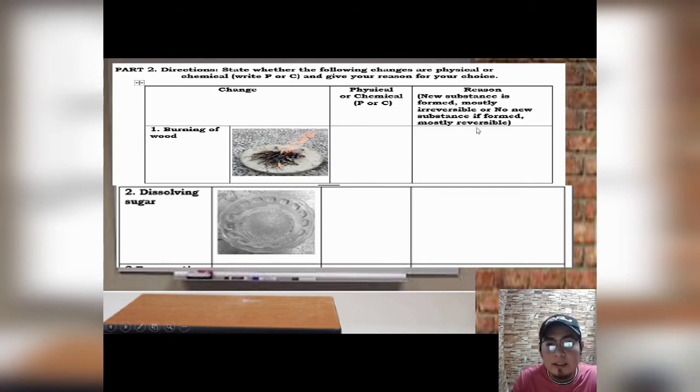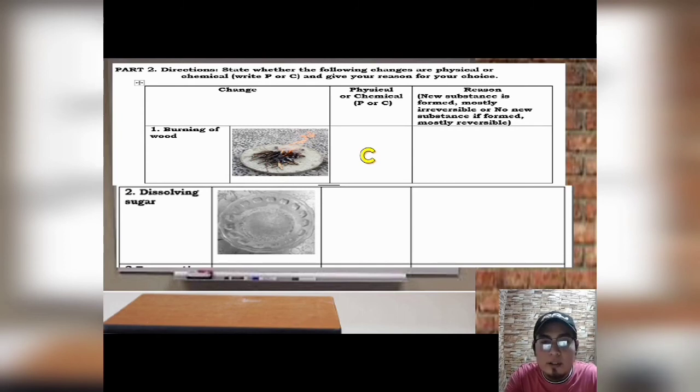Pag chemical change naman, there is a new substance form. May bago. Okay? Then, irreversible too. Pag sinabing irreversible, pag inulit mo yung process na yun, hindi na siya babalik sa dati niyang itsura. Okay? Yun yung tinatawag nating chemical change. For example, burning of wood. Okay? Is it physical or chemical? If your answer is chemical, yes, it is correct.